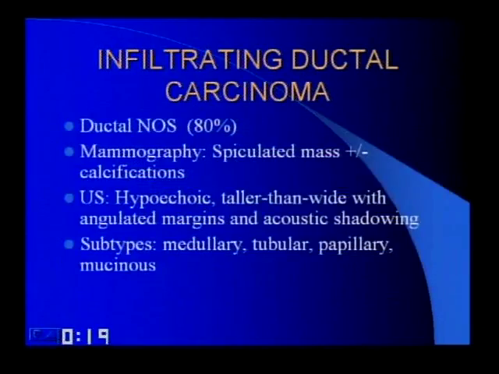It's the most common breast carcinoma, of course, 80% of all carcinomas. It's a spiculated mass with or without calcifications. Ultrasound is typically hypoechoic, taller than wide, with angulated margins and acoustic shadowing, and there are a variety of subtypes. Okay?